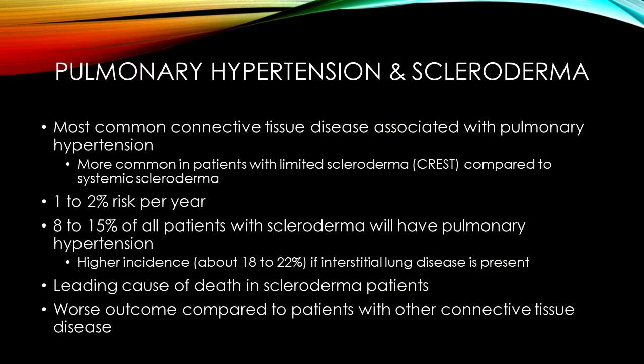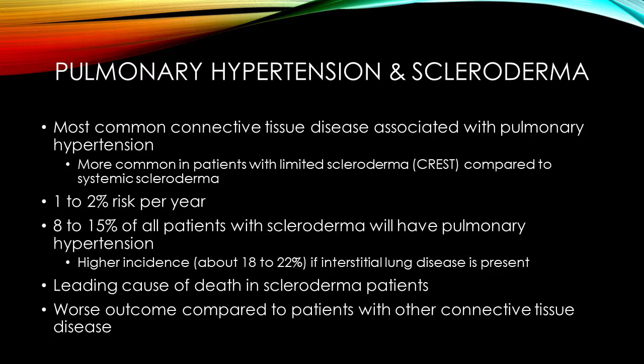So let's talk a little bit about pulmonary hypertension and scleroderma. When I showed you the classification, we talked about pulmonary arterial hypertension and its association with connective tissue disease. Scleroderma is actually the most common connective tissue disease associated with pulmonary hypertension. There are other connective tissue diseases. We were talking about some of those earlier today, lupus. Those can also be associated with pulmonary hypertension, but scleroderma is most common. It's actually more common in patients with limited scleroderma as compared to systemic scleroderma.